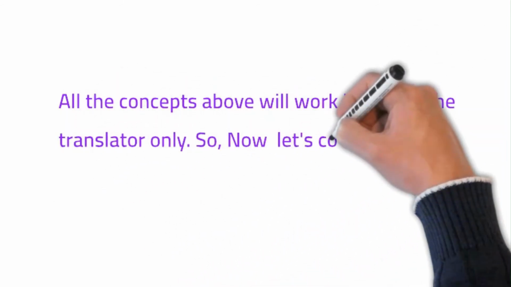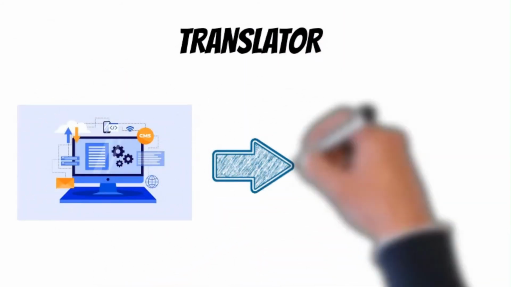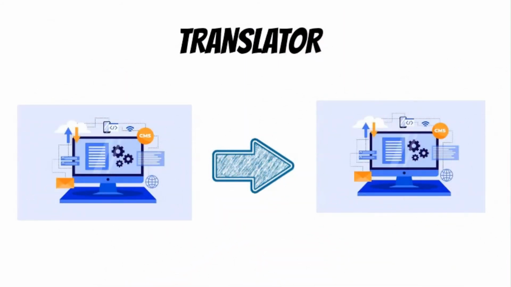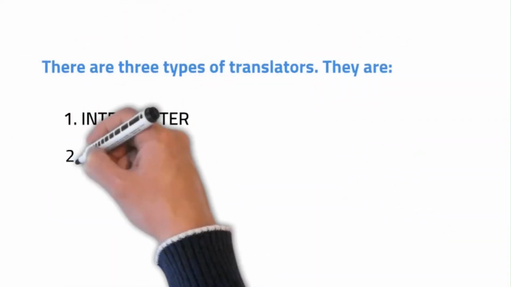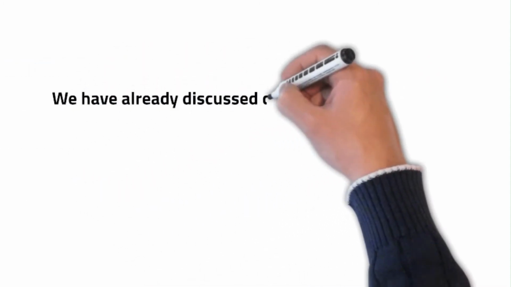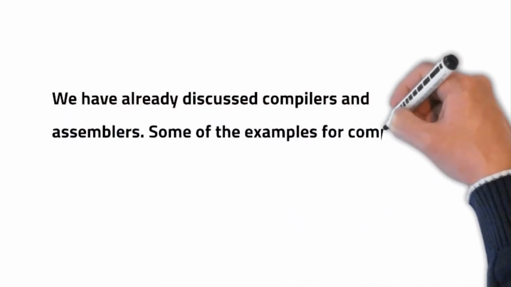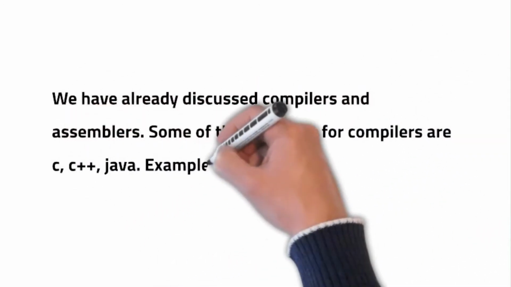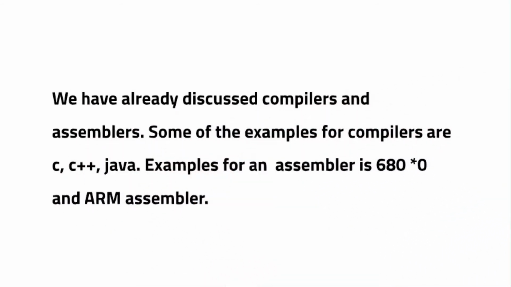So, now let's continue with the translator. A translator is a program that converts code from one computer language to another language. There are 3 types of translators. They are 1, interpreter, 2, compiler, 3, assembler. We have already discussed compilers and assemblers. Some examples of compilers are C, C++, Java. Examples of an assembler are 6800 and ARM assembler.